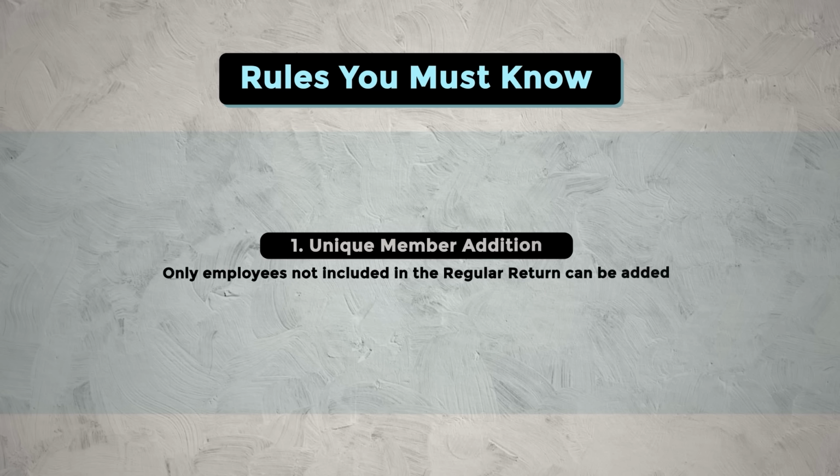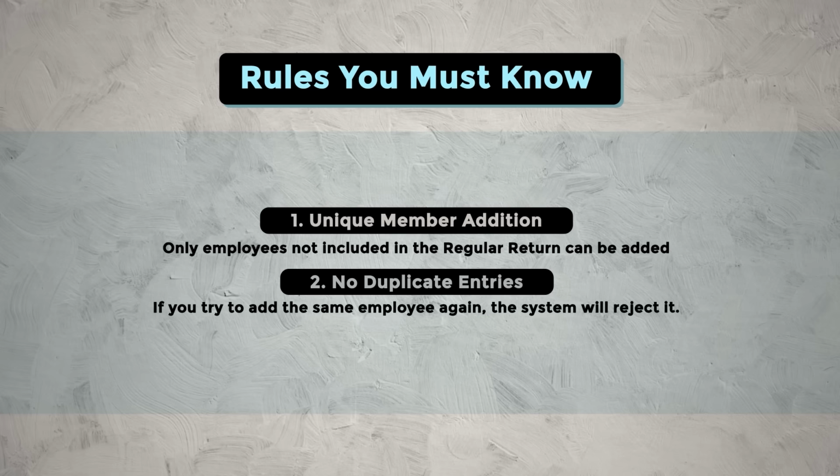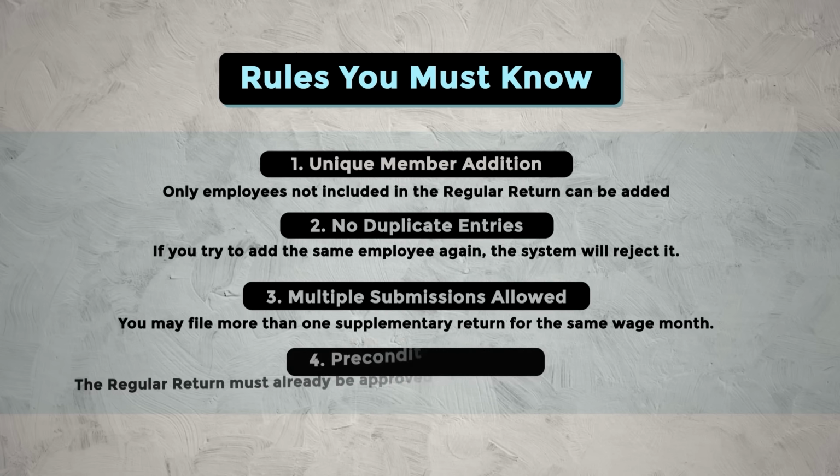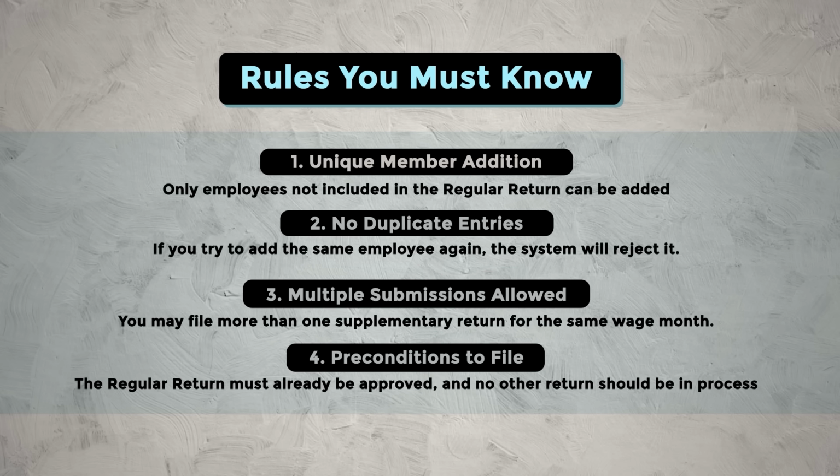You can only add members who were not in the regular return. If you try to add a duplicate member, the system will reject it. Multiple supplementary returns are allowed for the same wage month. Preconditions: the regular return must be approved and no other returns should be in process. So let's start the process.